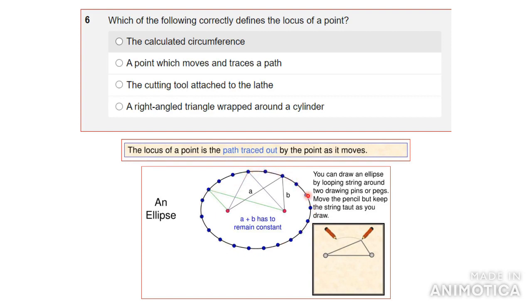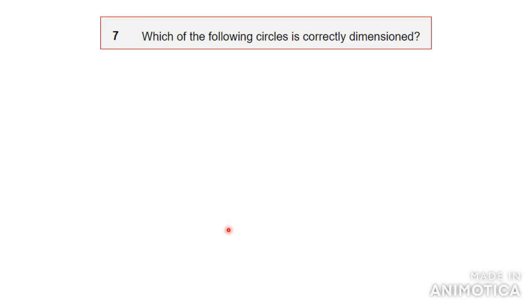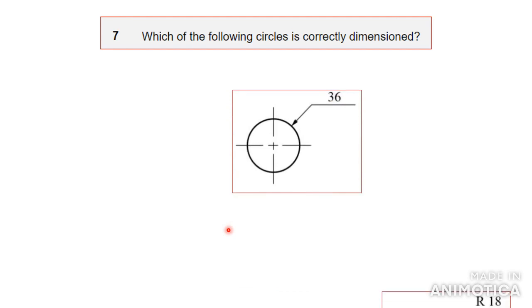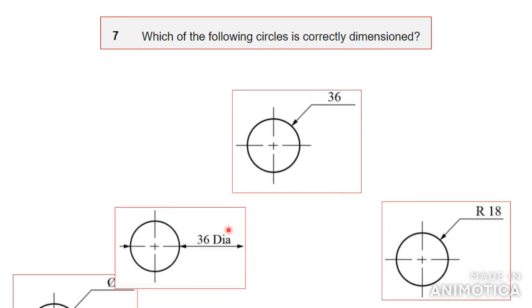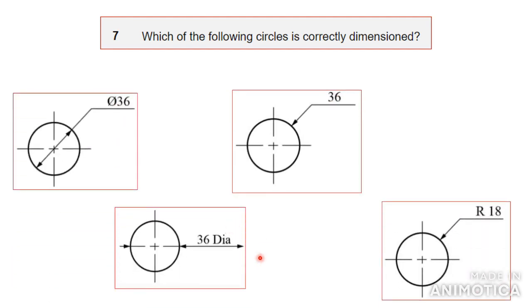As long as you're tracing out different points, it comes from a locus, okay? All right. Which of the following circles is correctly dimensioned? Okay, so you have 4 different options here. Which one would you say looks like it's dimensioned properly?